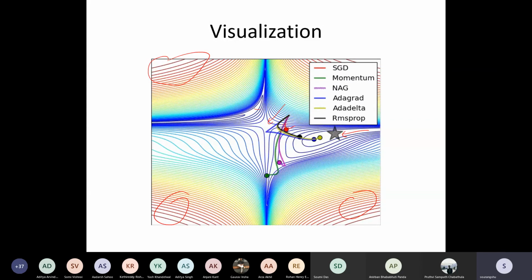This blue line is AdaGrad. AdaDelta is, as I mentioned, very similar to AdaGrad. Both AdaGrad and AdaDelta use adaptive gradient. And then the black one is RMSProp. Adam performs very similar to AdaDelta, which also uses adaptive gradient.